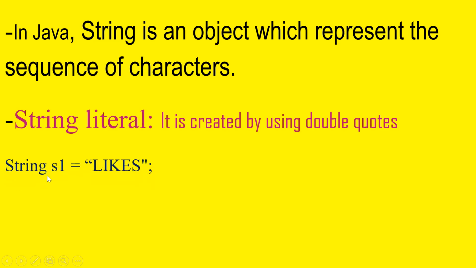Let's see how. Like this way: String s1, where s1 is the reference and "likes" is written in double quotes. This is the object. The same way we can create a string s2. s2 is the reference and "subscribe" is inside the double quotes. So it's an object. Let's see the diagram now.